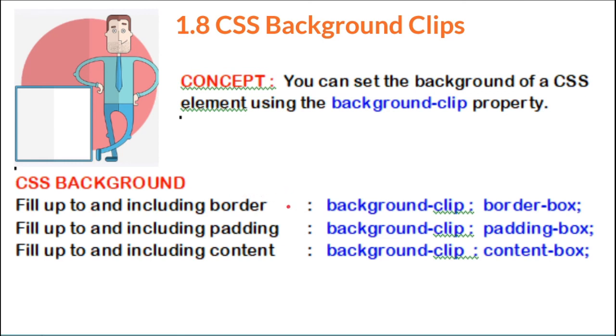Okay, so the CSS background clip has three options that we can apply here. We can say fill up to and including the border, so that sets the background clip to border box. We can say fill up to and include the padding, so we say background clip is padding box, and then we can say fill up to and include the content only. So background clip only goes as far as the content box.